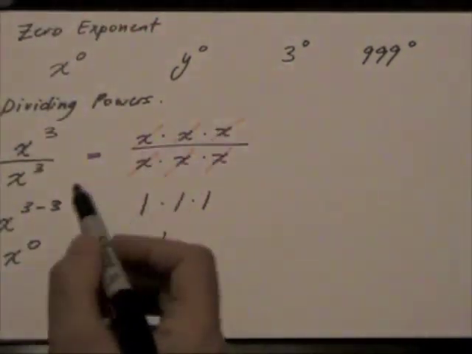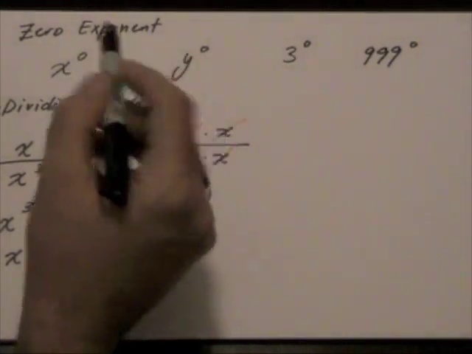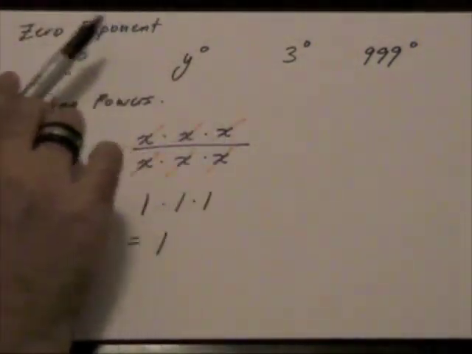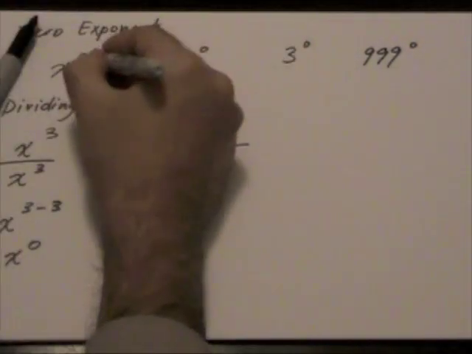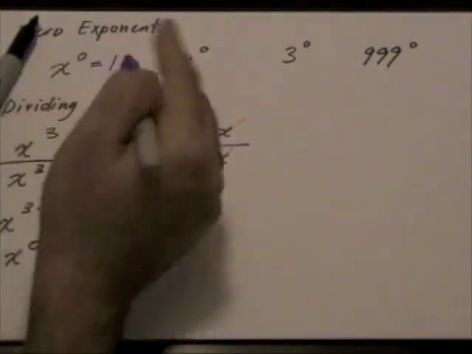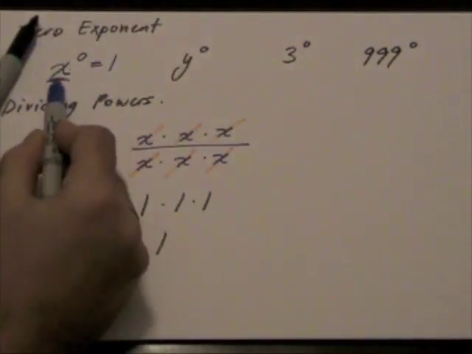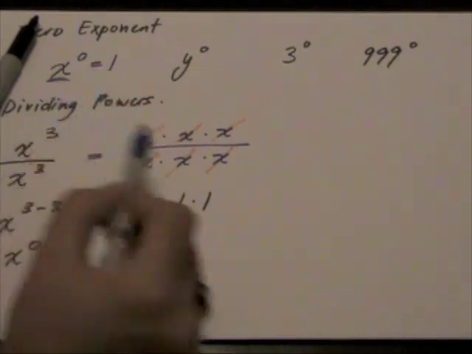So in other words, whenever we have an exponent of 0, the value of our answer will always be equal to 1. Regardless of whether we have a letter here, x to the power of 0 will give us 1.